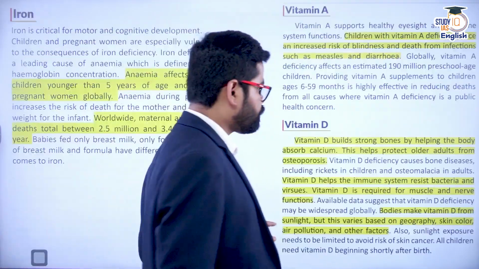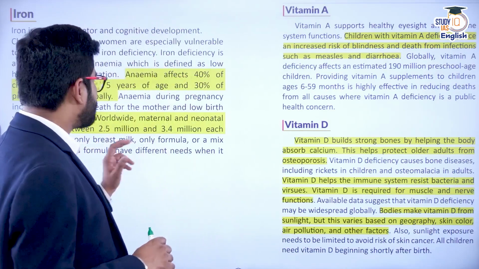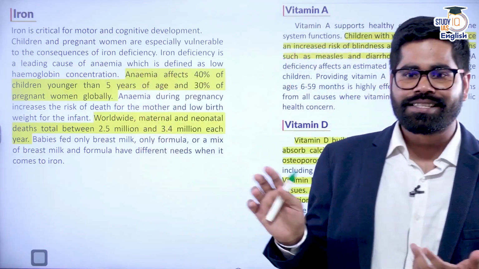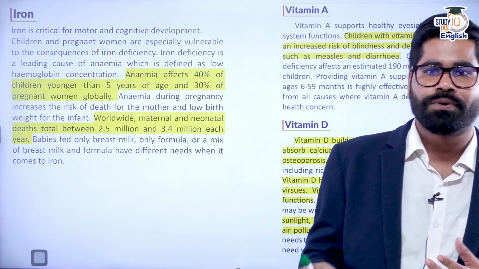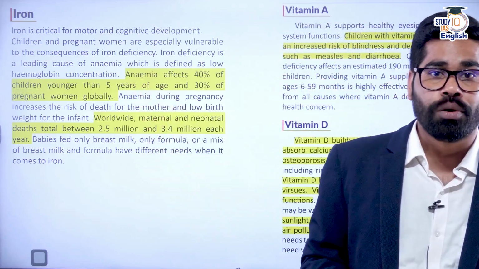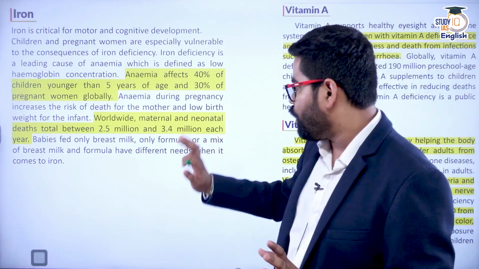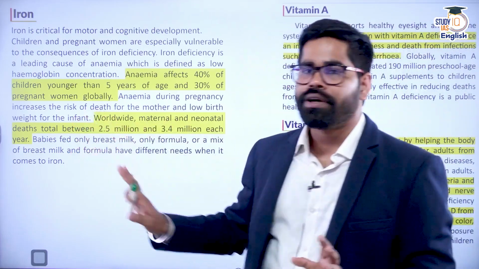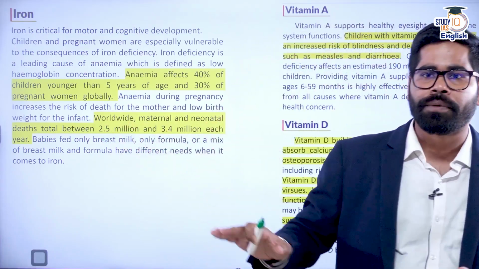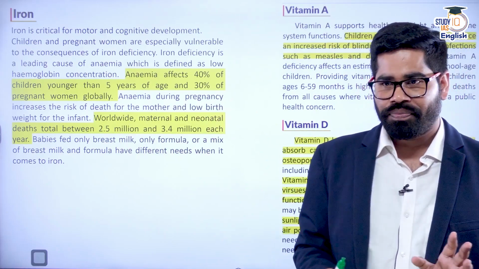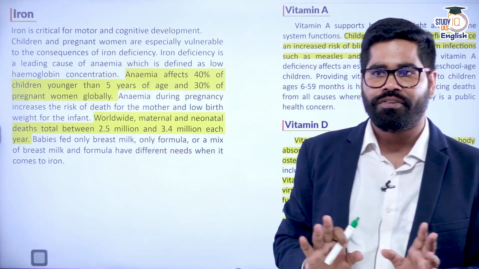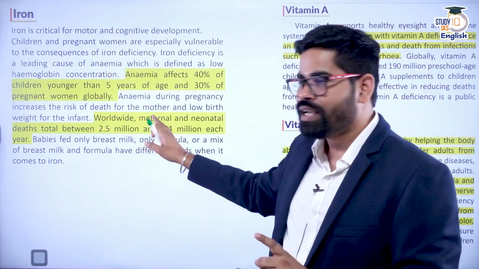So these are the different minerals which we have seen. We have already talked about the iron thing. Anemia affects about 40% of children who are younger than 5 years of age and 30% of the pregnant women globally. About 2.5 to 3.4 million maternal or neonatal deaths, that is new child deaths, are due to deficiency of iron. So deficiency of iron can cause problems in them.